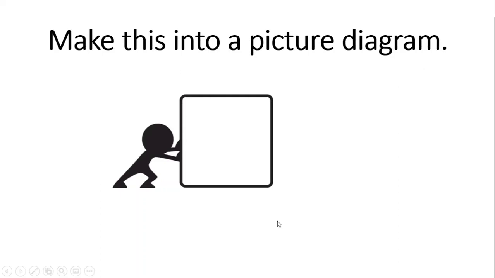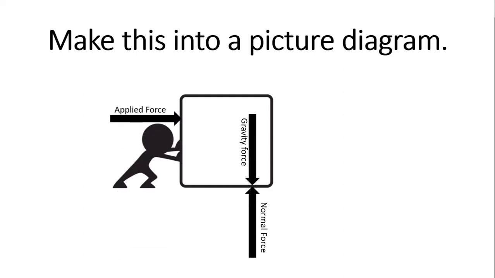Okay, make this into a picture diagram. That's the first thing you would do. You would draw this picture, which is already there. And we'd have the normal force pushing up. Gravity is pushing down. His applied force is pushing to the right. And where would the friction force be? I'd put it right there. That's okay. Okay, so again, these two are equal. This one looks like the force is less than the applied force, so that means it's moving in this direction.